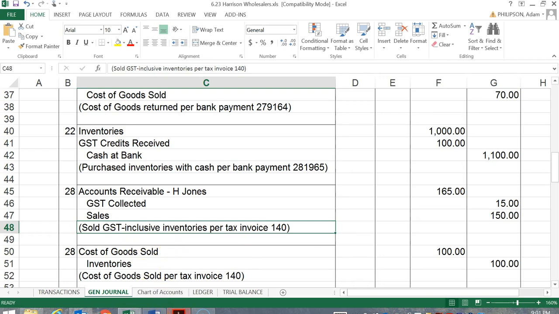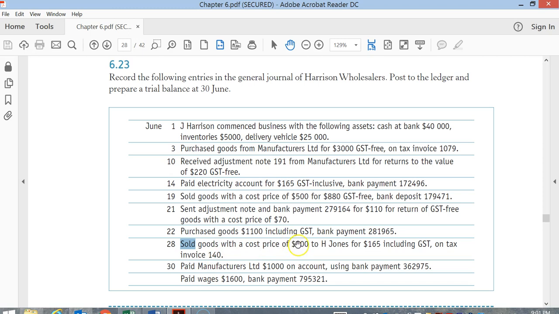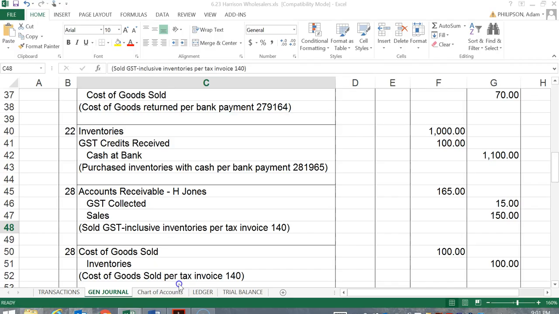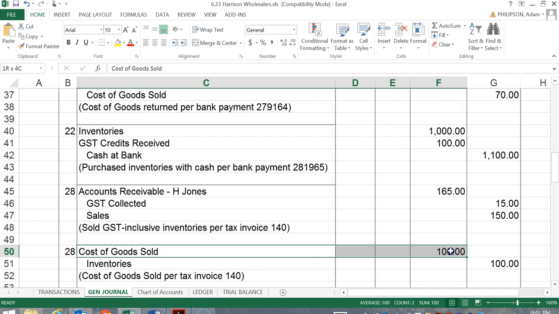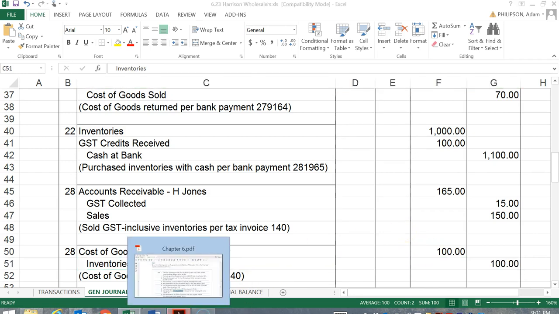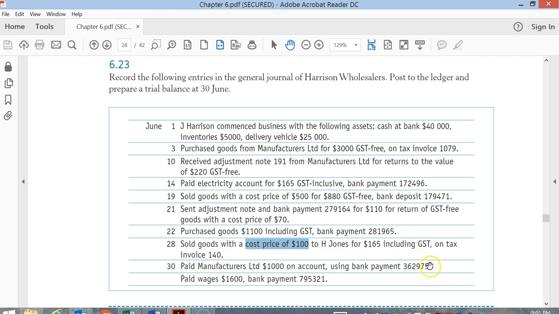And so the transaction said the item that we sold to H. Jones had a cost price of $100. So we need to account for the transfer of the cost of goods sold out of the inventories account into the cost of goods sold. So we're debiting the expense account cost of goods sold for the cost price and decreasing our inventories for $100. Hopefully it's making sense.